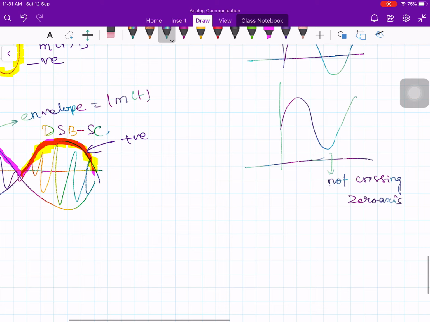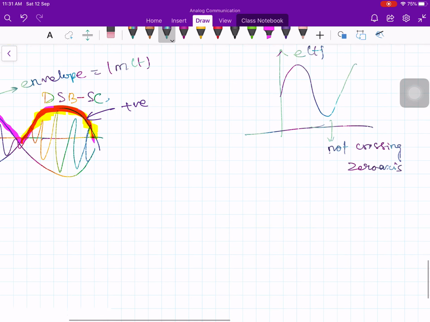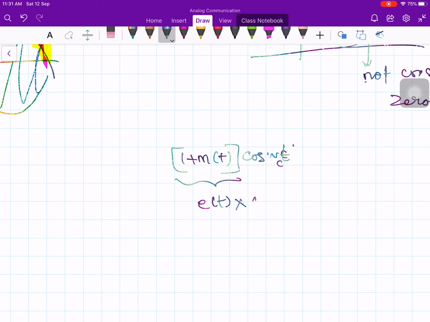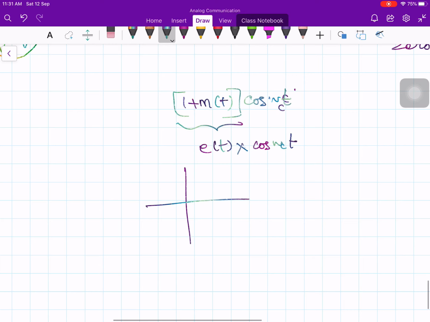So this is my E of t. Now E of t is what? E of t is multiplied by cosine omega ct. Look at the expression: 1 plus m of t, times cos omega ct, right? Let me call this E of t, and this E of t is multiplied by cos omega ct. Originally your m of t is like this.